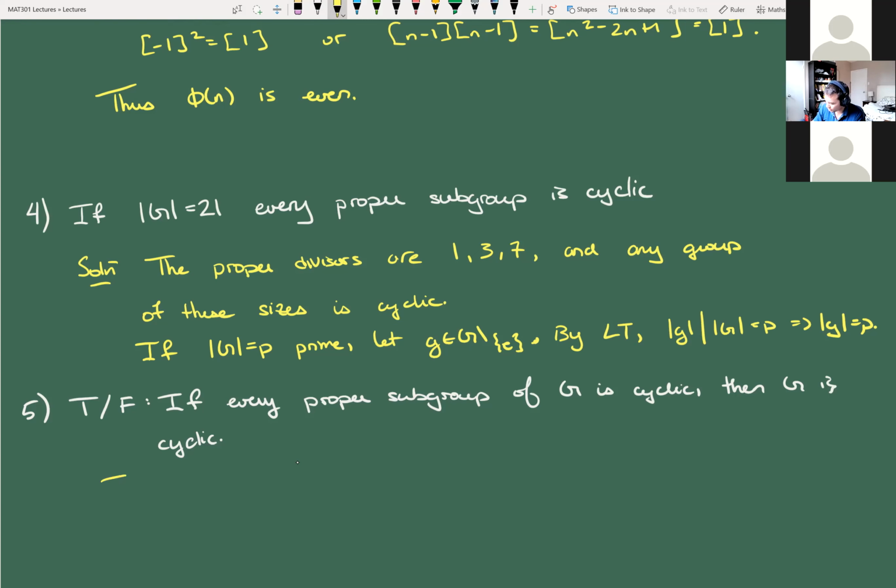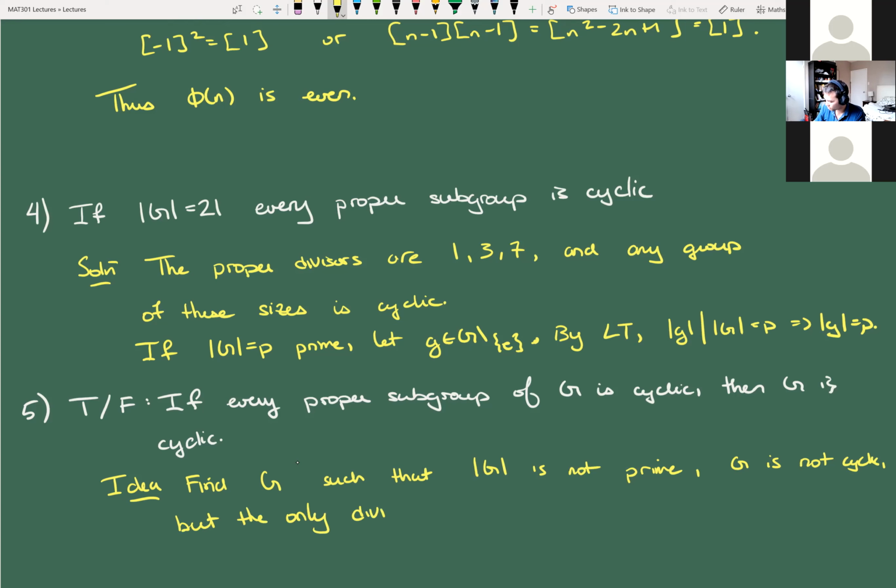Here's our kind of idea. So if there's a counterexample, it's going to do this. So find a group G such that the order of G is not prime, G is not cyclic, but the only divisors of the order of G are prime, right? Because then we'd be done. If we can find something like this, then we have our counterexample, right? Because every divisor of the order of G is prime, that would force every proper subgroup to be cyclic. And so if we can find something that satisfies this, we would have a counterexample.